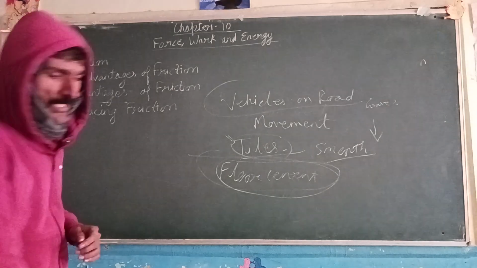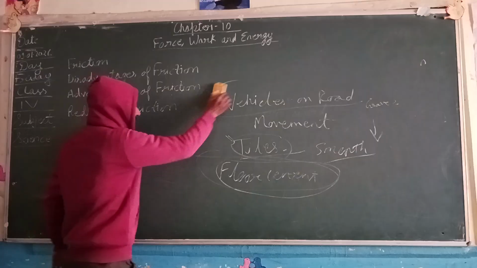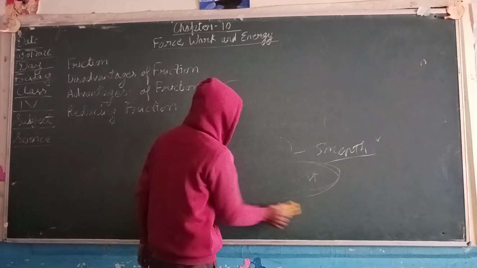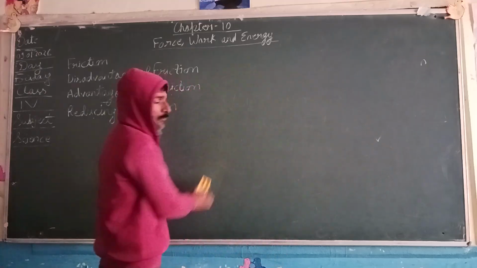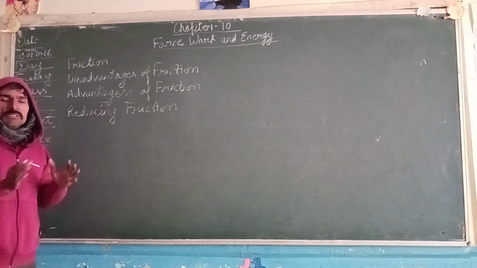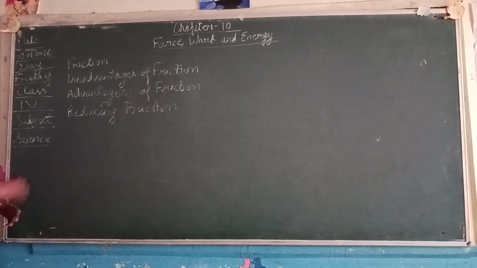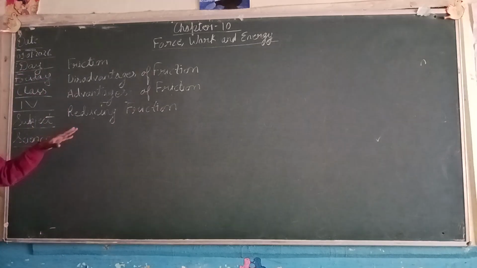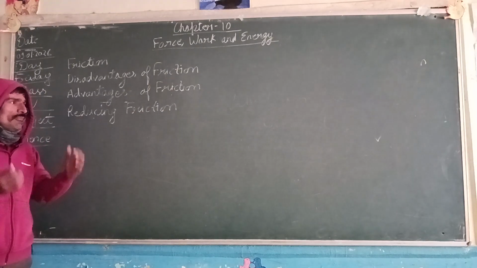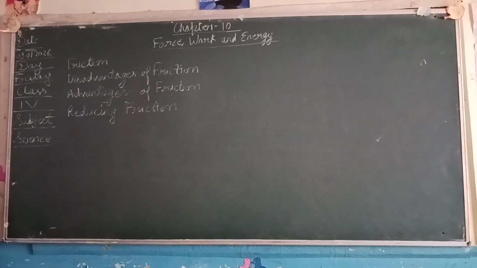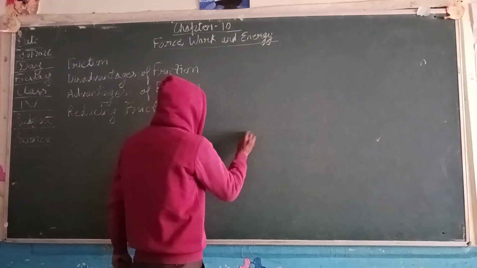Now, reducing friction. We just learned that friction has both advantages and disadvantages. And as we are human beings, it is our nature that whatever problems come in our life, we always try to find a solution. So reducing friction is a particular solution which we use to get proper movement in things. To reduce friction, people use oiling.